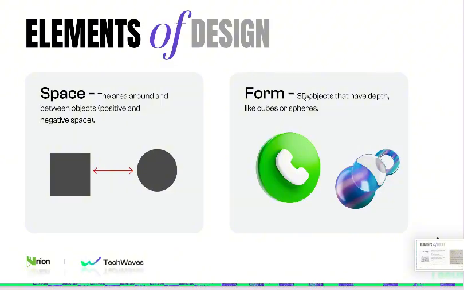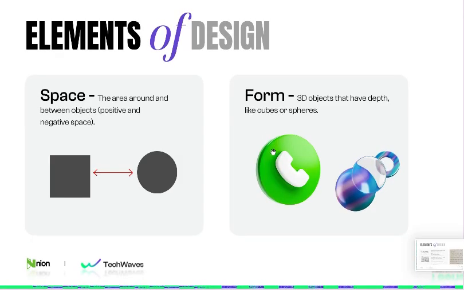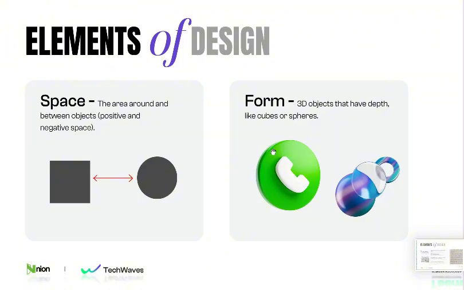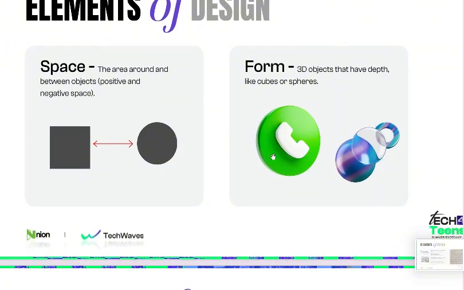That's all. Now we have form: 3D objects that have depth, like cubes and spheres. These are not shapes, but they are objects that give the illusion of 3D. And we use them in design a lot. Throughout the next 3 weeks, we're going to be using this a lot.